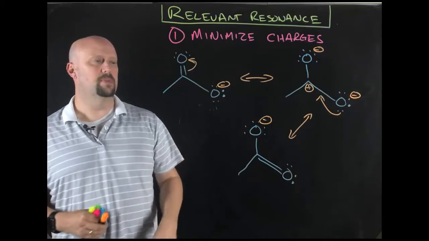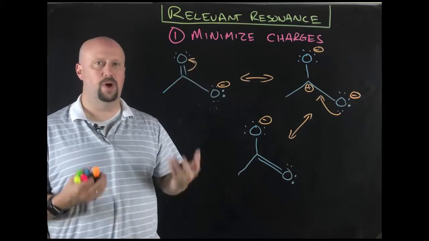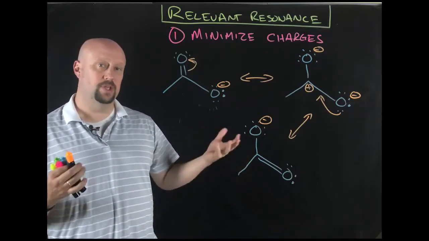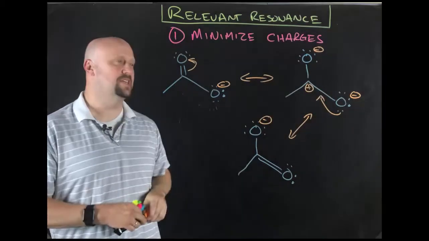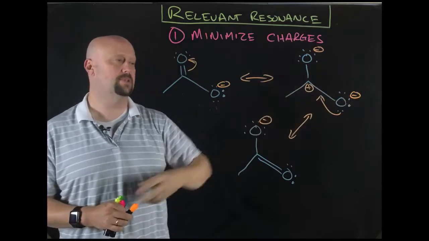Okay, so we're trying to minimize charges. What you can see here is that these two structures both have the -1 that we would anticipate from an acetate ion, and that's the only charge they have. This abomination over here, essentially, we've got three formal charges on three contiguous atoms, no less.